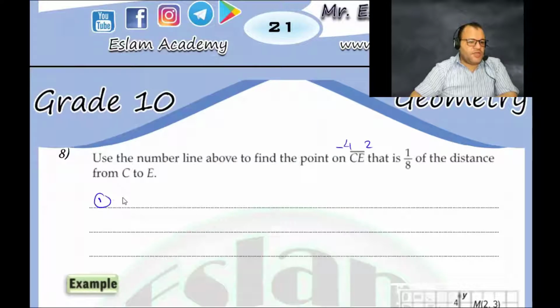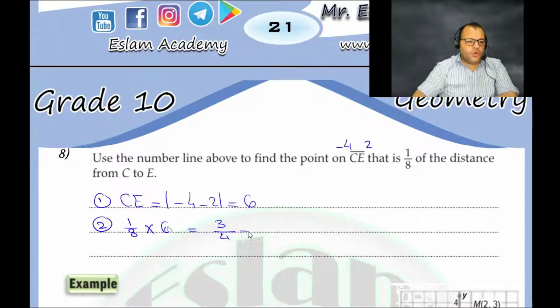Number 1, find the length of distance CE. What is the value of CE? The absolute value of negative 4 minus 2, which is 6. Number 2, 1 over 8 times 6, which equals 3 over 4, or you can write it as 0.75.